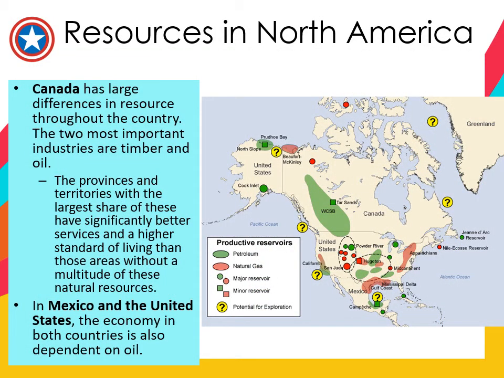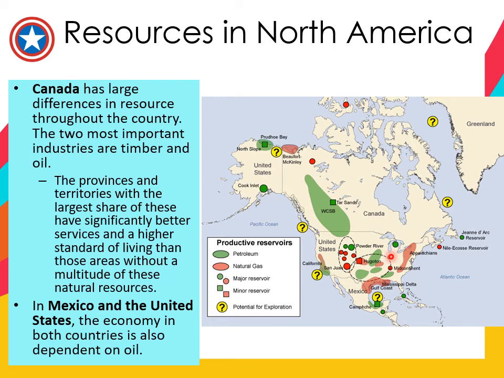All right, so resources. Canada has a large difference in resources throughout the country. The two most important industries are timber and oil. The provinces and the territories with the largest share of these have significantly higher standards of living than those areas without them. So here in Alaska, Prudhoe Bay, here is natural gas. Here you have petroleum. Down here, look at all the petroleum features that the United States is blessed with, especially around Texas. Texas is a petroleum state, no doubt about it.